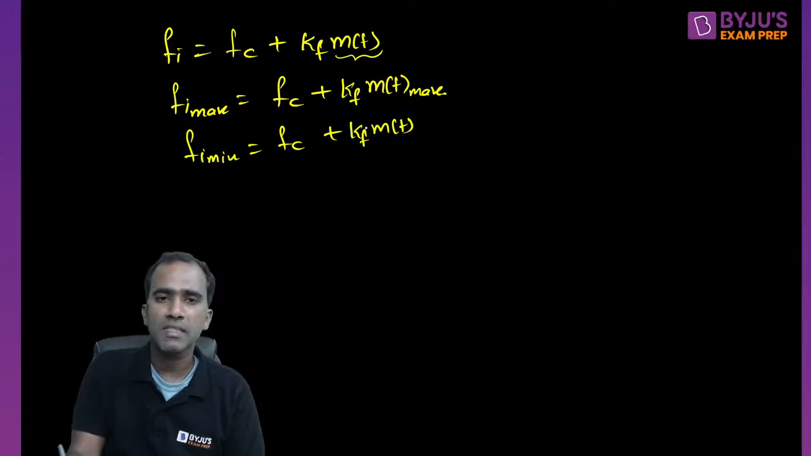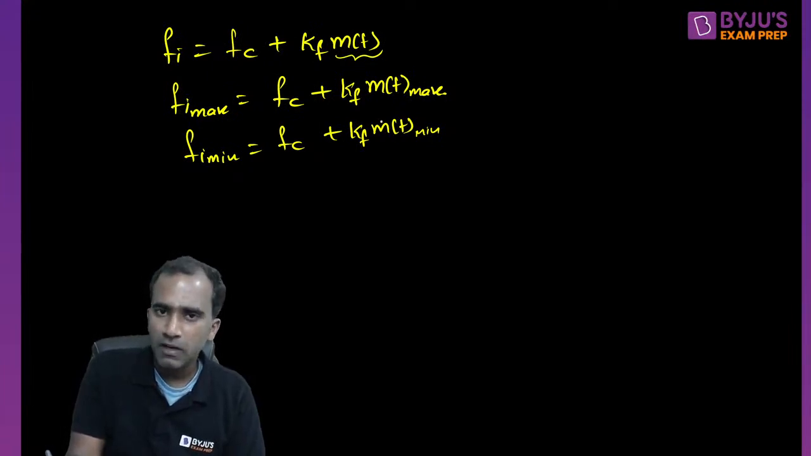And we get the minimum instantaneous frequency when m of t is minimum. So there should be a minus sign, you might ask me. See, when I say minimum m of t, in that itself there might be a negative sign. If the minimum value of m of t is minus 4, that minus 4 we are going to substitute here, then you will get a negative sign.